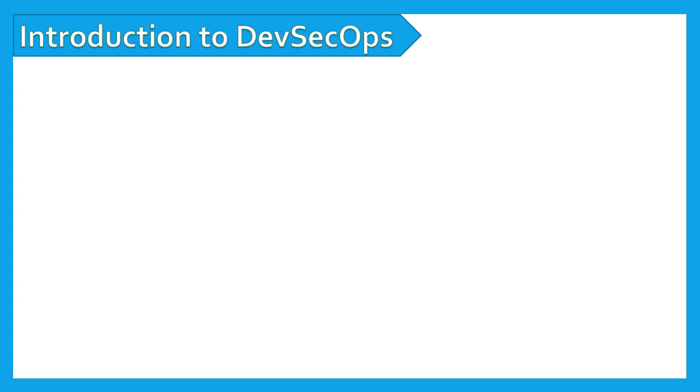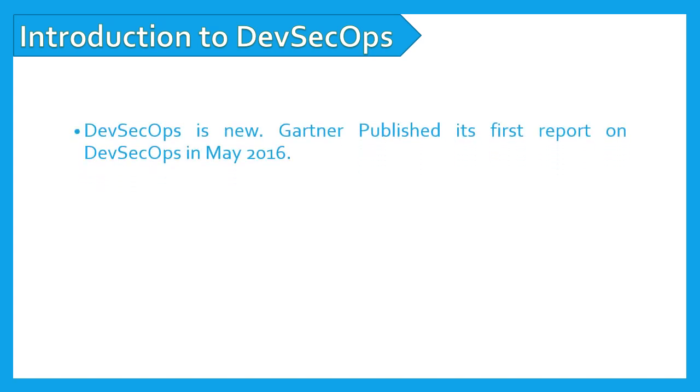Introduction to DevSecOps. DevSecOps is new. Gartner published its first report on DevSecOps in May 2016. Stakeholders of the Agile and DevOps movements are passionate about change. When any movement is new and is still evolving, there may be disagreement about particulars.